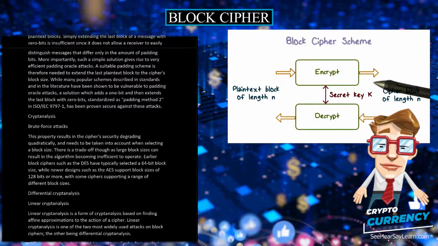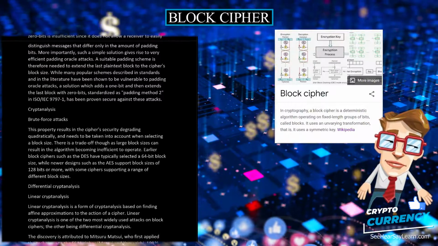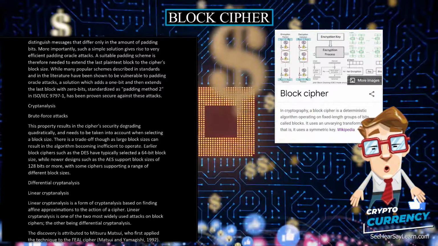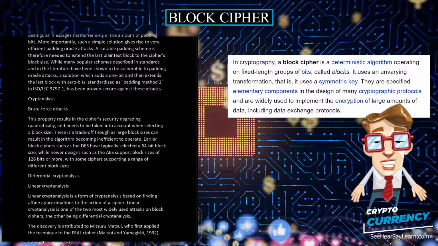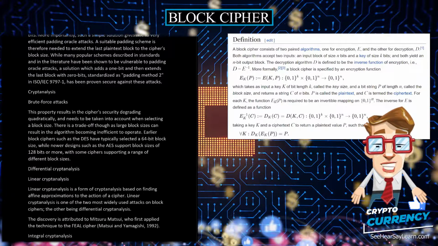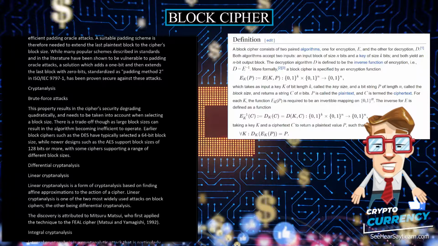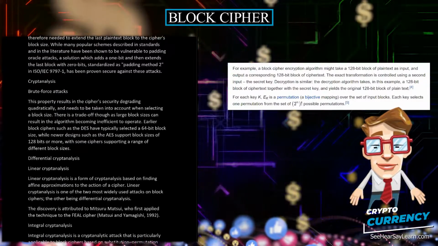While many popular schemes described in standards and in the literature have been shown to be vulnerable to padding oracle attacks, a solution which adds a 1 bit and then extends the last block with 0 bits, standardized as padding method 2 in ISO/IEC 9797-1, has been proven secure against these attacks.